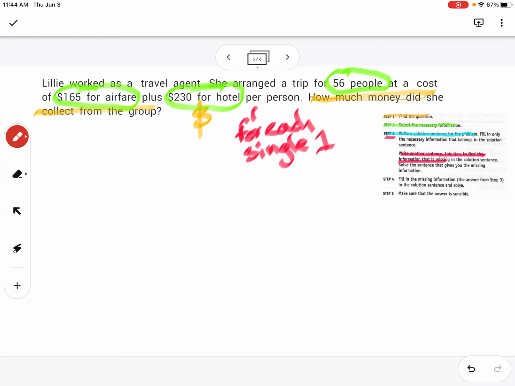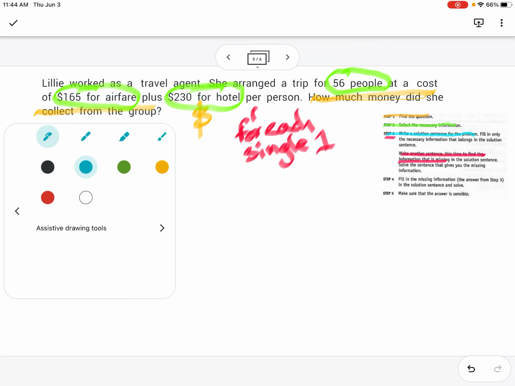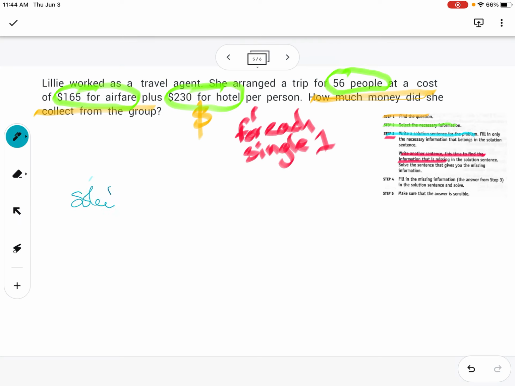This is a 2-step problem, so we know we're going to use the 2-sentence solution. We know we're going to start at the end, imagining how we would get the solution, and then working backwards to find the information to help me get the solution. So we're going to start again with the solution sentence. The solution sentence starts with going back to step 1 and saying, so what am I supposed to find? Well, I'm supposed to find how much money she collected. So my solution will be how much money she collected.